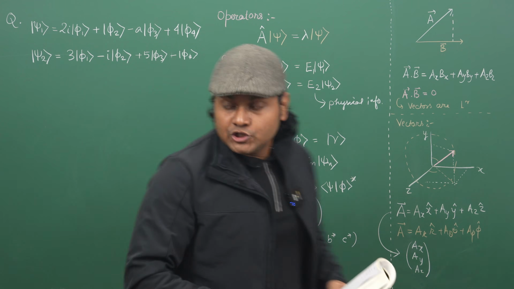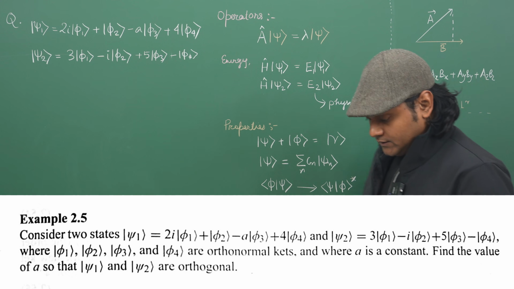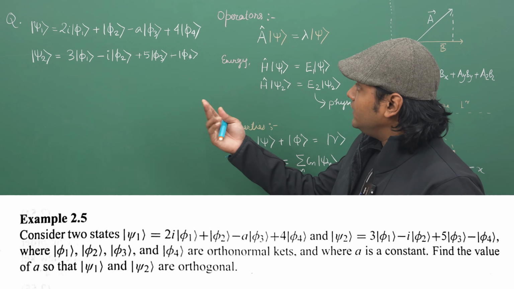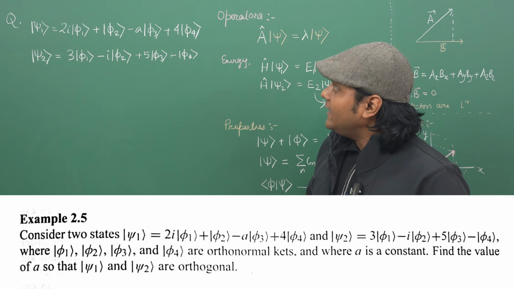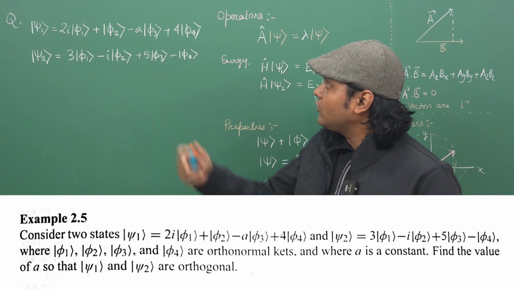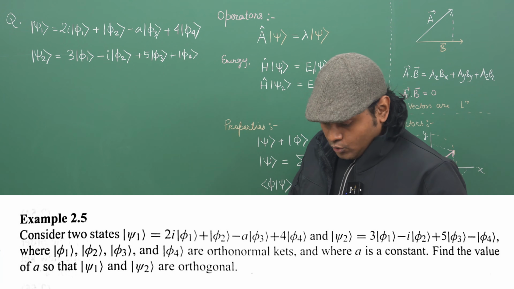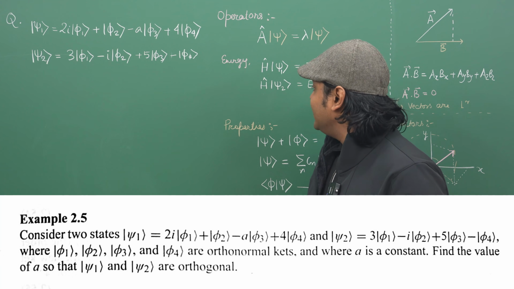All right. So let's do this question. Consider two states, psi 1, which is written as a linear combination of other eigenkets, and psi 2, which is also written as a linear combination of other eigenkets, where phi 1, phi 2, phi 3 and phi 4 are orthonormal Kets.